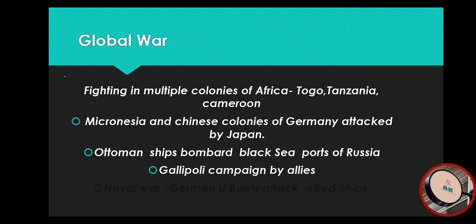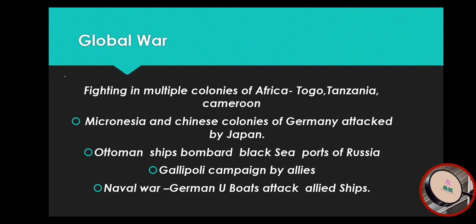Australia and New Zealand were over here, at Turkey, like Gallipoli. So Australia and New Zealand attacked the Ottoman Empire. Then the naval war: Germany used submarines against Britain and the Allied ships. Those who came on ships, they used to attack them with submarines. That's called a U-boat. So here you can see.